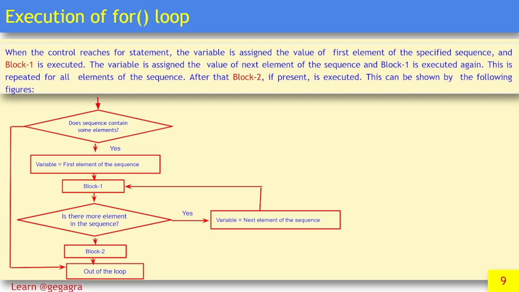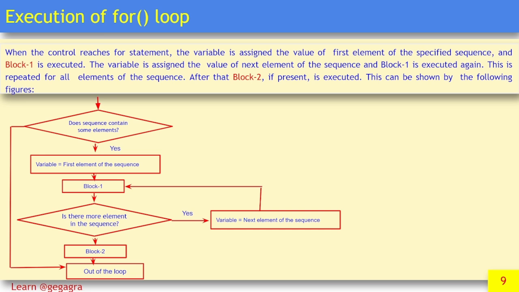If no, then block 2, if it is present in the program, is executed, and then it comes out of the loop. And if you see this diamond box here, again a condition, whether you want to start the for loop, meaning you have a sequence of numbers or a sequence of elements. If yes, then it will come to this box, otherwise it will directly come to this box where out of the loop is encountered. So this is the first shape of the flowchart of the for loop.